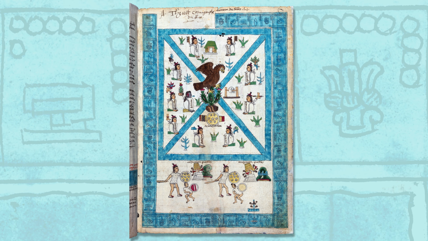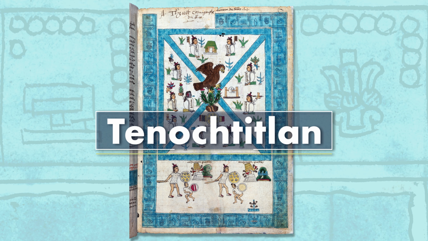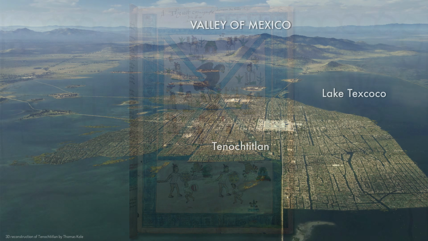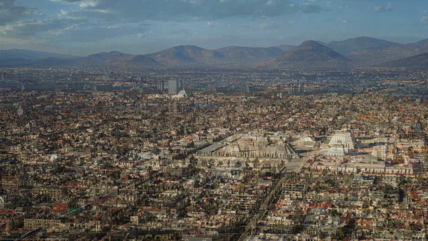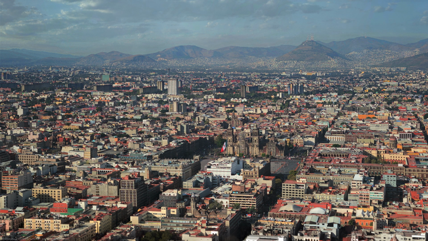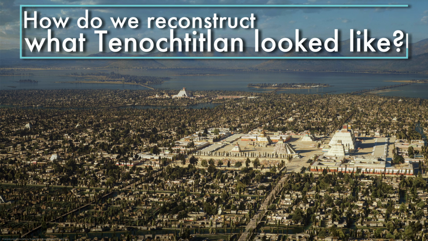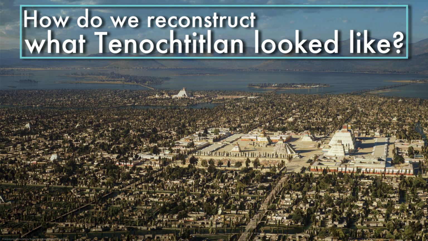This detailed image is one of the only surviving maps of the Aztec capital city of Tenochtitlan. The city was established in the middle of Lake Texcoco in the Valley of Mexico around 1325. Today, the city is underneath Mexico City, a process that began with the Spanish Conquest in 1521. So how do we reconstruct what Tenochtitlan looked like?